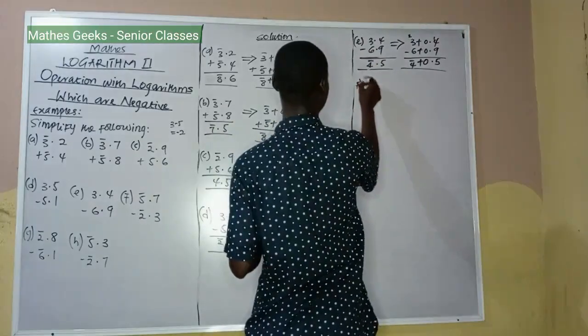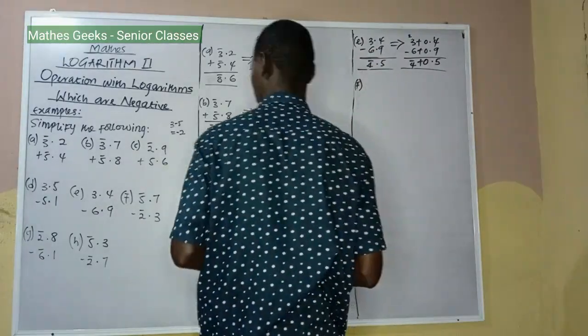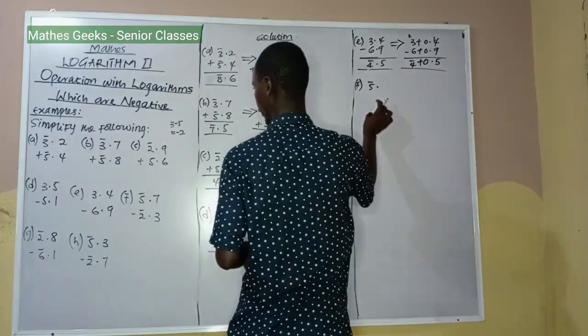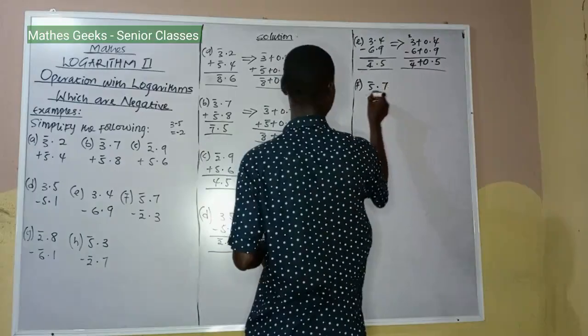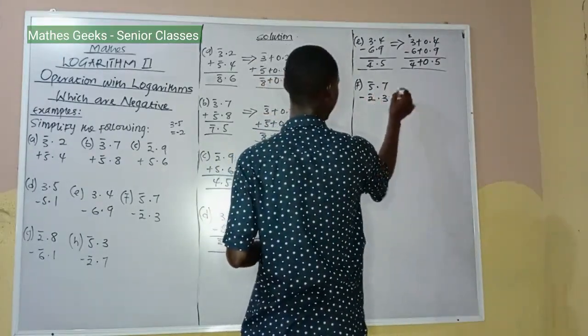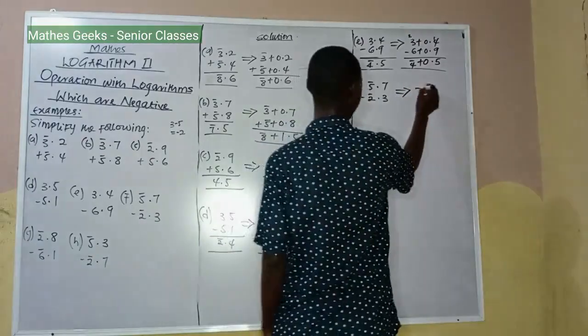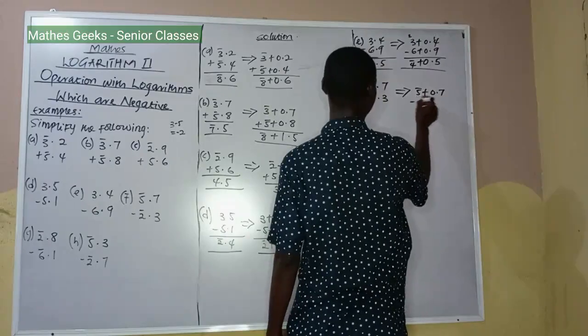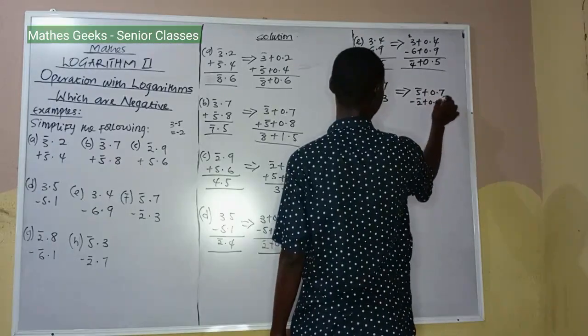Alright, so F will give us bar 5.7 minus bar 2.3. This implies bar 5 plus 0.7 minus bar 2 plus 0.3.